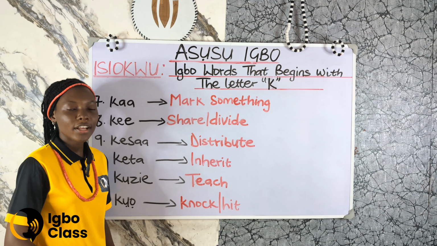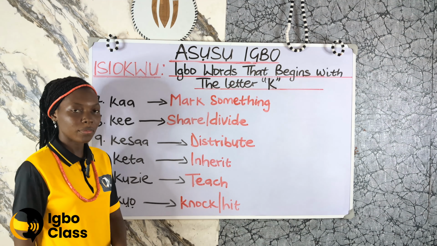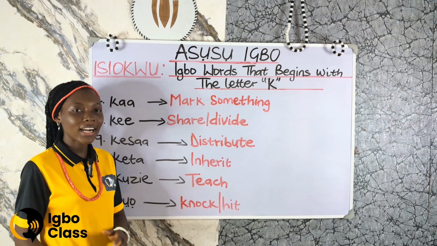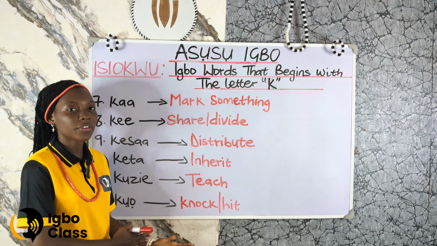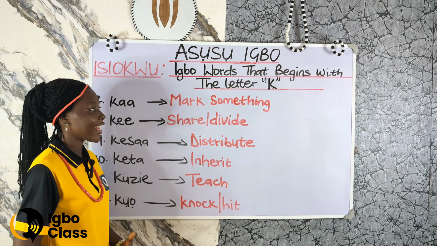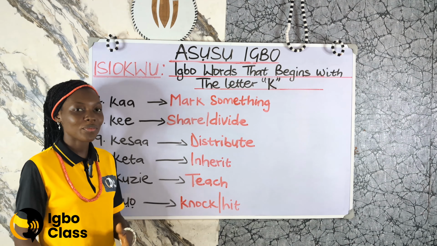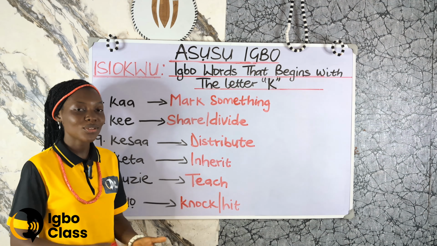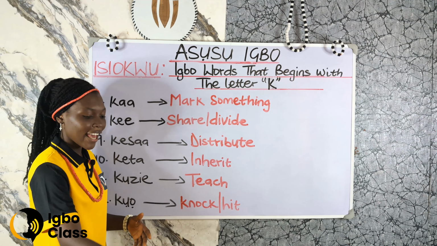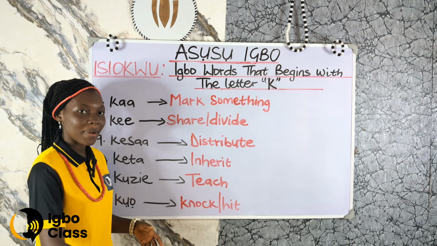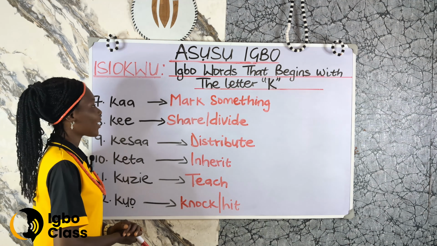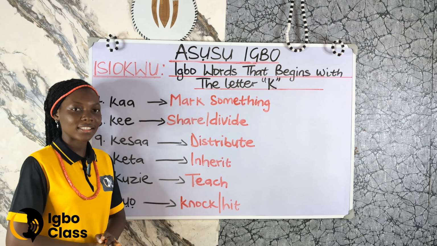Ka, to put a mark on something, that is to differentiate it. Ka ya ihe. Ka ya ihe n'okpuru. That is, put a mark under it, that is to underline. Ka ihe ebe ahụ, put a mark there. Ka, to put a mark on something.